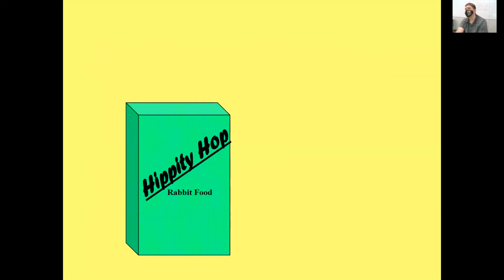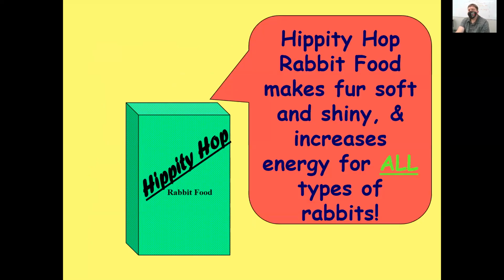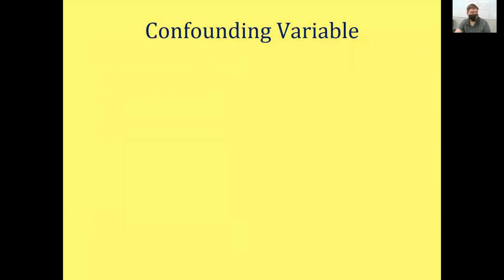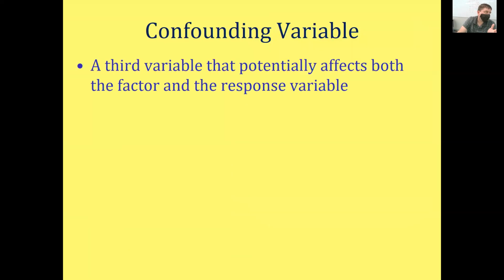All right, so we got our hippity hop food. Again, the claim is that it makes fur soft and shiny, and increases energy for all types of rabbits. After running my simple experiment earlier, where I randomly picked 5 rabbits to go with my food and randomly picked 5 rabbits to go to the old food, can I now make these claims? All right, the answer again is pretty much yes. However, there's some things we still need to consider, right? There's always a well, however.